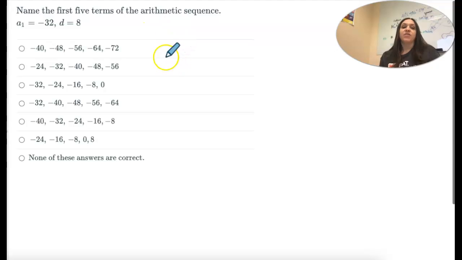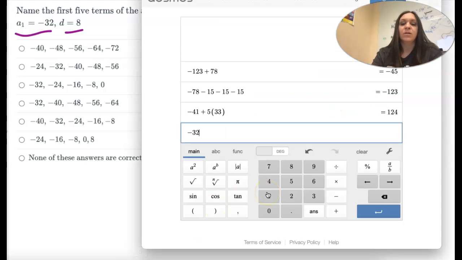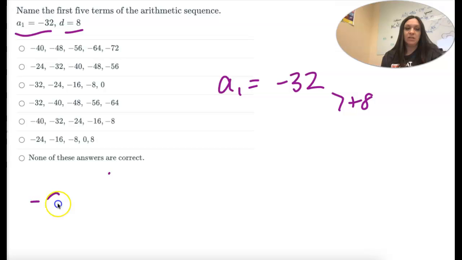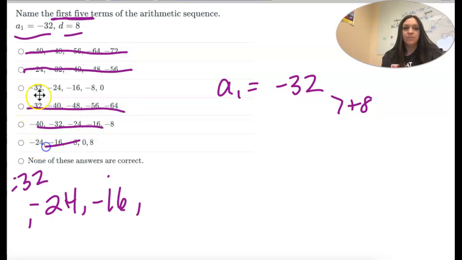Okay, name the first 5 terms of the sequence. We're not going to use that equation because we're given the first term and we just need the next 5, and we know the difference. So we're just going to add 8 every time. So negative 32 plus 8, negative 24, plus 8, negative 16. And we want the first 5 terms, so we're actually going to start with negative 32. So negative 32, negative 24, negative 16, and so on, plus 8, plus 8.